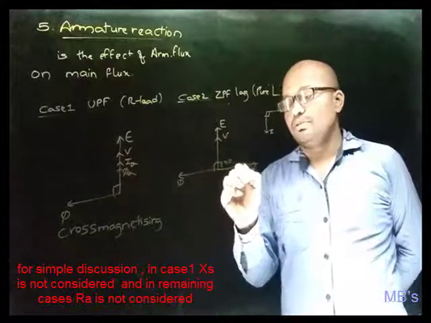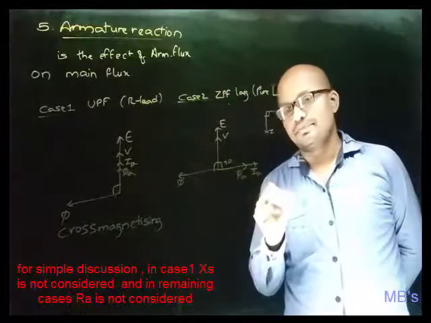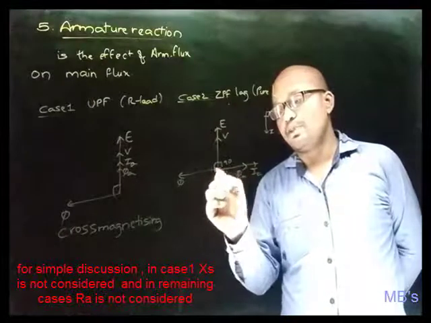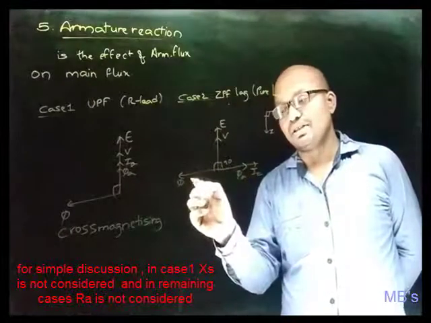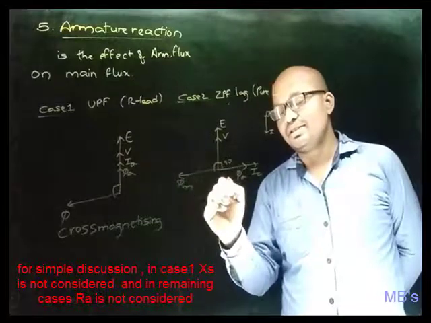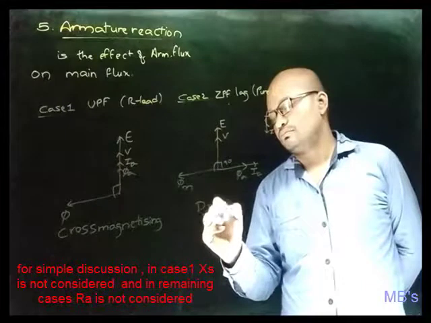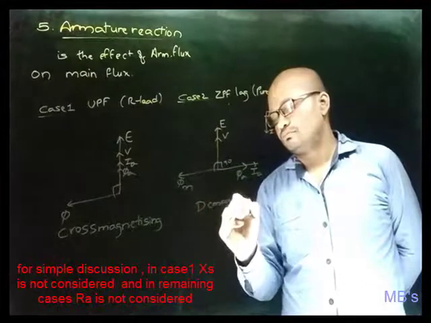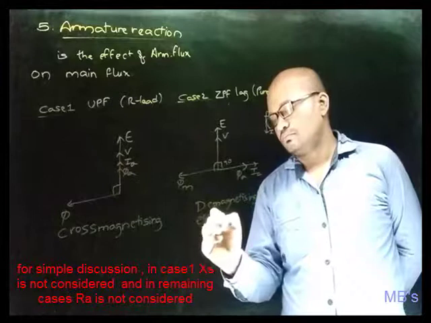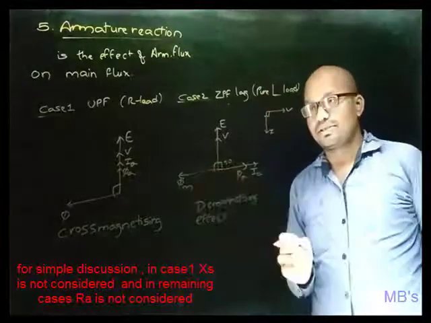So now because of this armature current, there is the armature flux. And now observe that this armature flux is in the opposite direction to the main flux, which means a demagnetizing effect is occurring. So this armature flux is reducing the main flux.